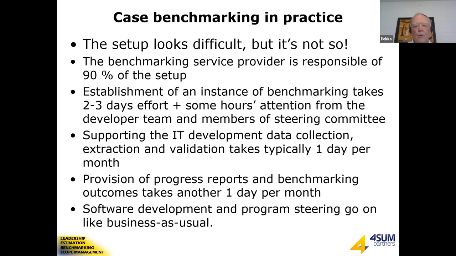Then supporting the IT development data collection usually takes from my company about 1 day per month to help developer team in data collection and extraction, and also validating the data. Then provision of progress reports to the benchmarking user and the other outcomes takes another 1 day per month. So typically 2 days per month from one expert who is running this. And then software development and program steering, both, which are the important things, they go on like business as usual. Benchmarking doesn't require big changes in those core activities.